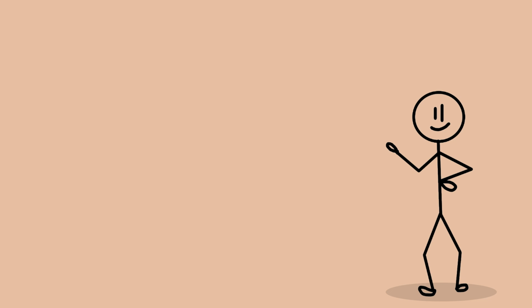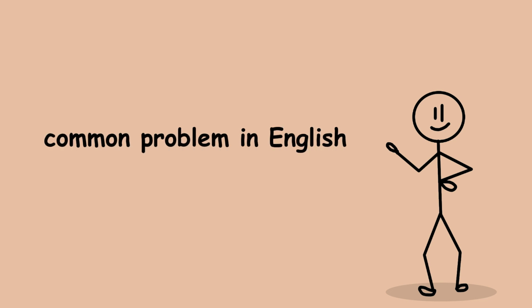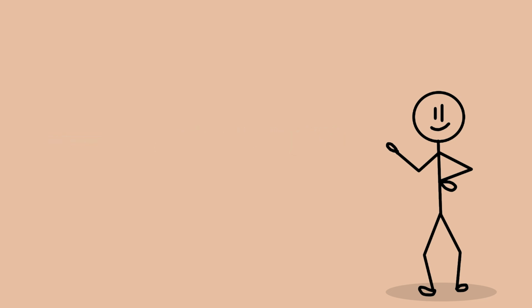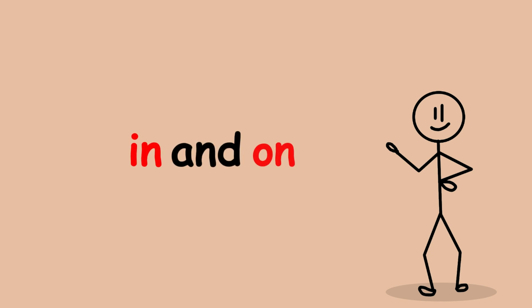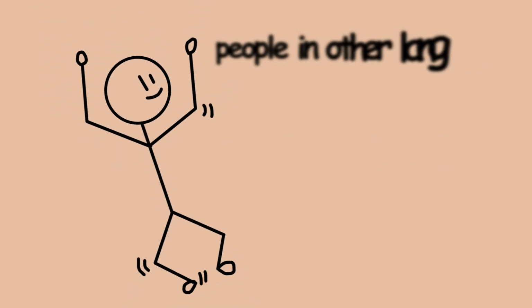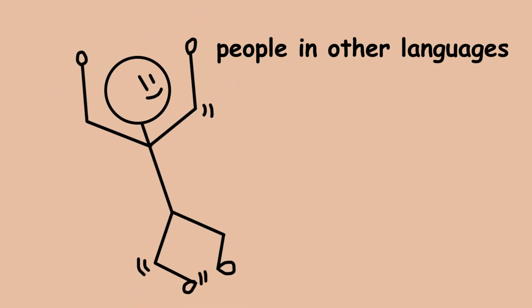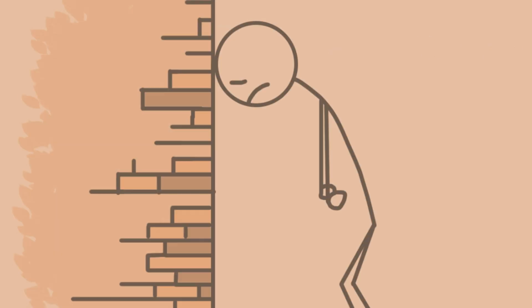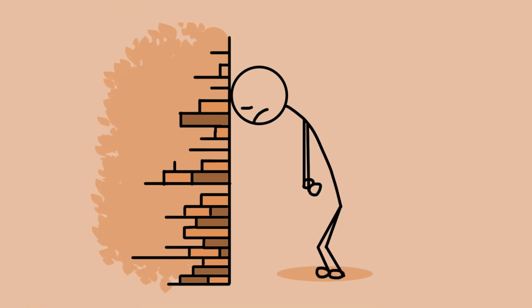Today, we are going to solve a very common problem in English, the difference between in and on. Both words are prepositions, and they often confuse learners because in many languages, the same preposition is used for both. But in English, they are not the same. Let's break it down in a very simple way.